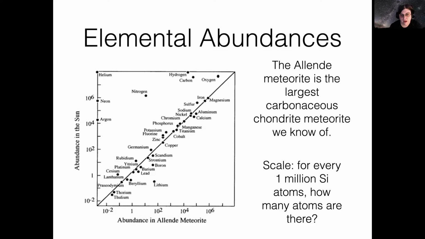So the one that's really obviously more abundant in Allende than the sun is lithium. And lithium is really easy to fuse into something else if you put it somewhere hot, like the sun. So the sun has fused away most of the lithium that it formed with, but the rest of the solar system still has it.